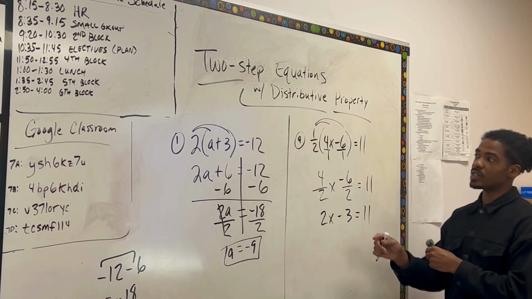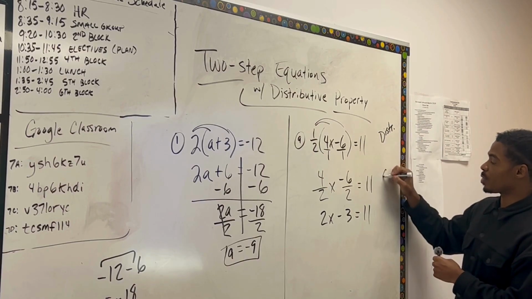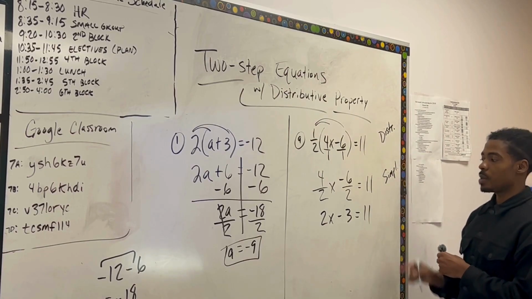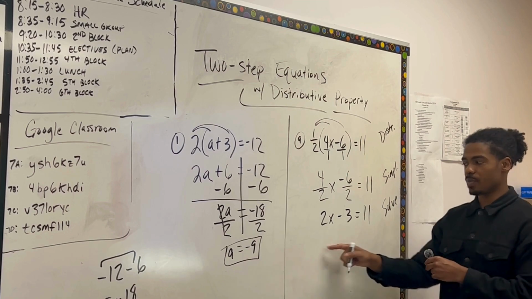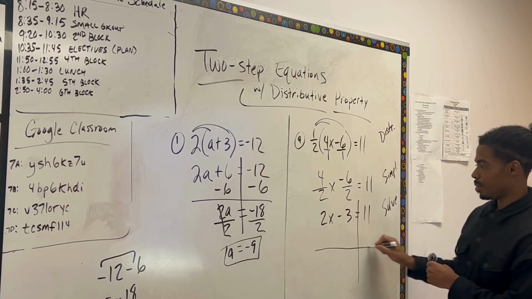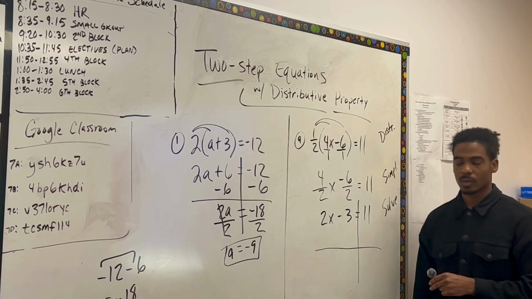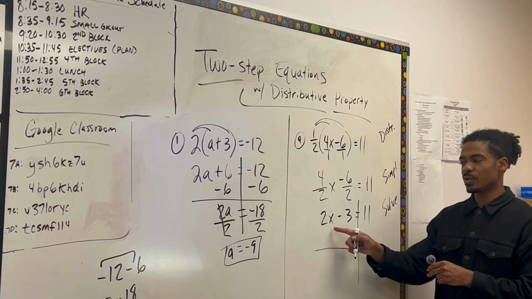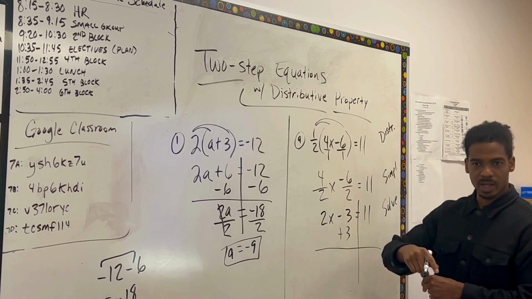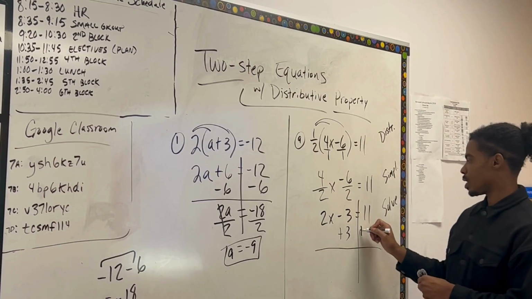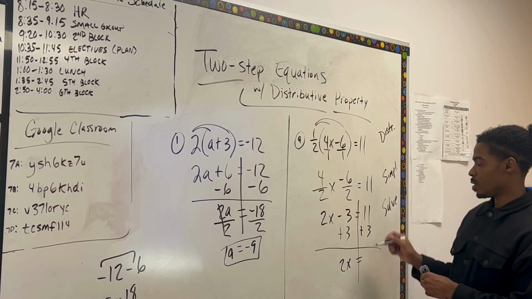Now, once I've distributed, we simplified. What's left to do? Solve. None of these can be combined or simplified, so you can make your four-way stop. All right, what y'all thinking? So remember, want to get this x by itself? Good. What's in the way? Negative 3. So we're going to add 3. To this side, what we do to one side of the equals, you got to do to the other one. Add 3. That's going to give us 2x equals 14.